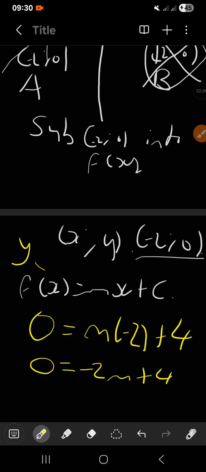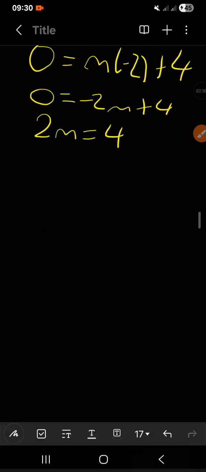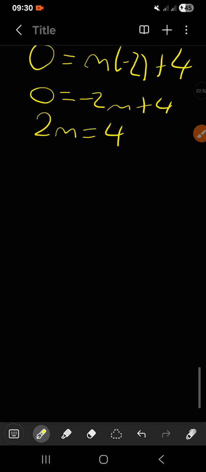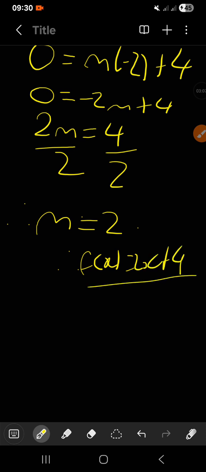Then the algebra comes in. You transpose the 2m, so this becomes 2m equals 4. Then you divide both sides by 2. Therefore, m equals 2. So that's another way you could have approached it, and then you can just write down your equation: f of x equals 2x plus 4.